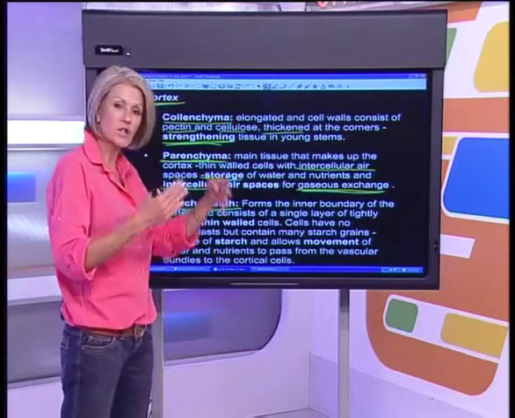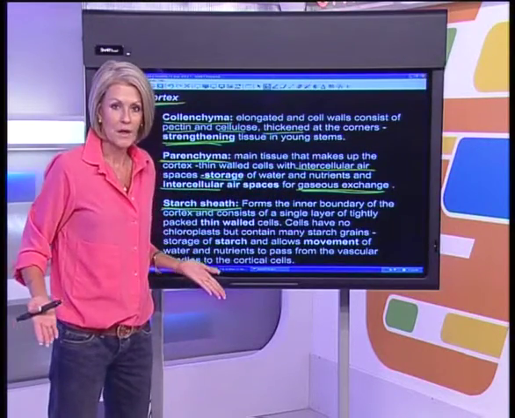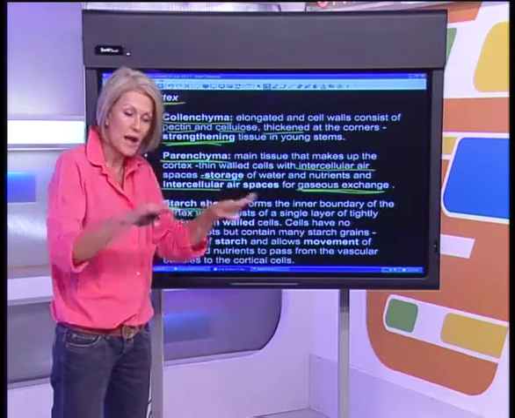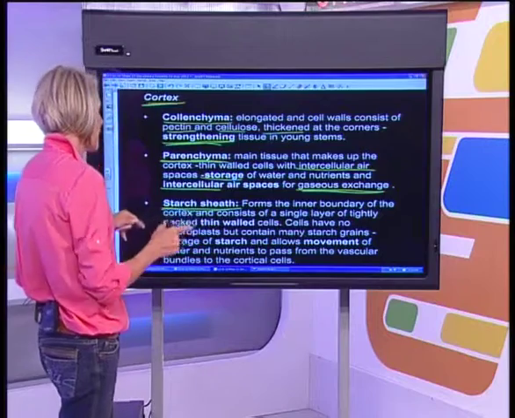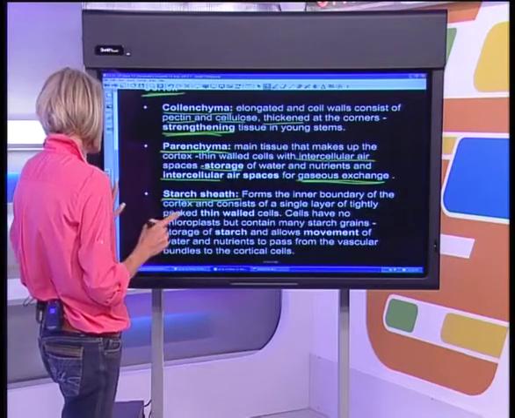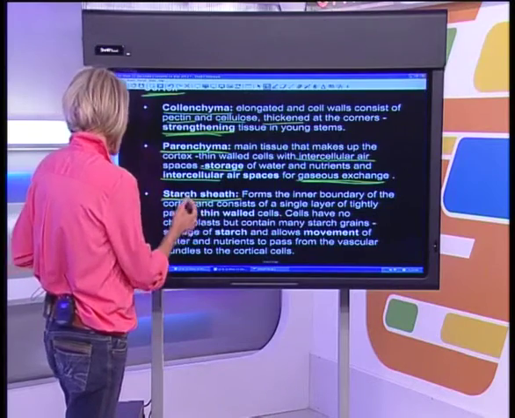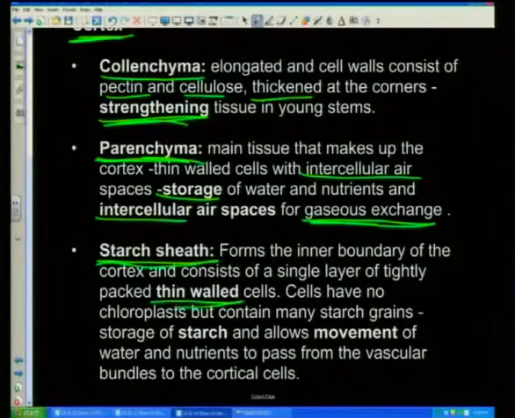If these cells don't get oxygen, they die. So that's important. There must be gases exchanging throughout the stem all the time. And then the starch sheath. Now, the starch sheath, very important. Why? Because you've got tightly packed, thin-walled cells.